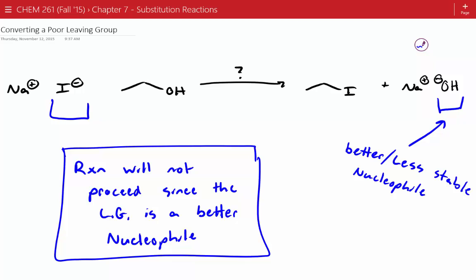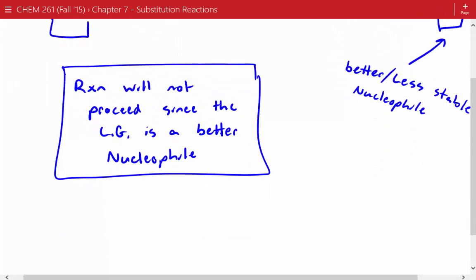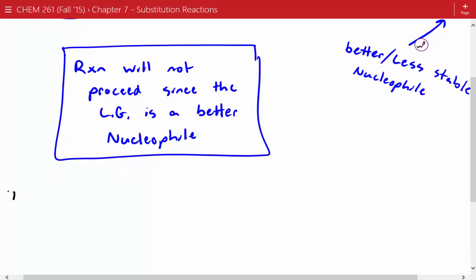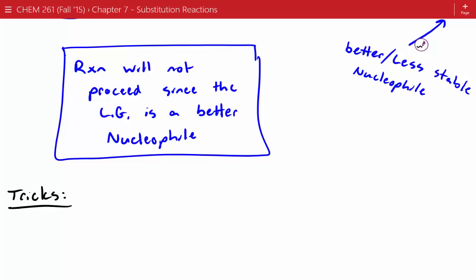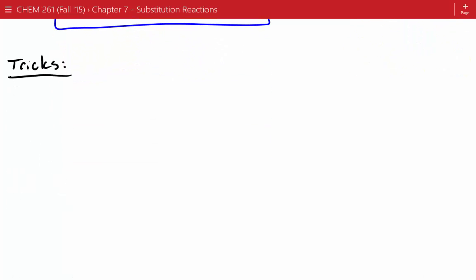But let's say I really, really, really need to make iodoethane, and there's nothing I can do about it. That means we have to start developing some tools to work around this problem, right? And there's a couple tricks that chemists have available. So let's do trick number 1.